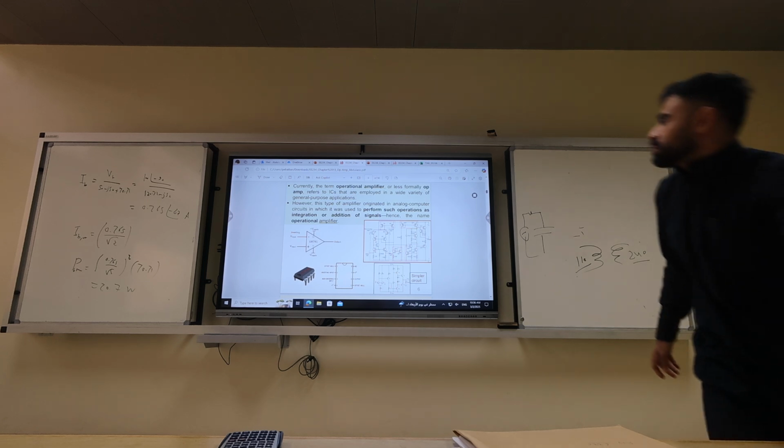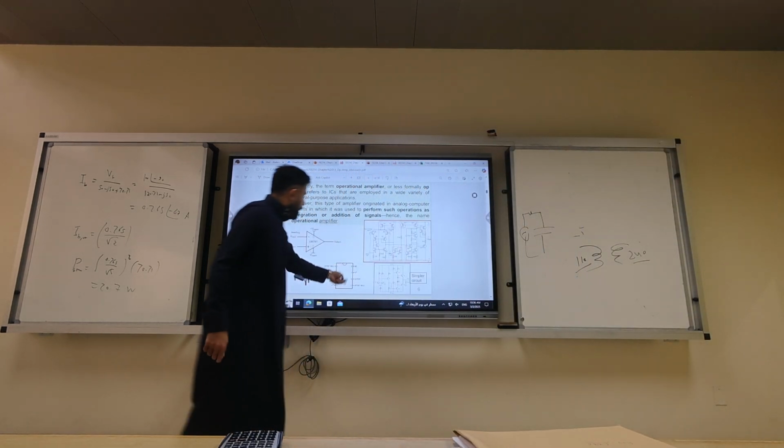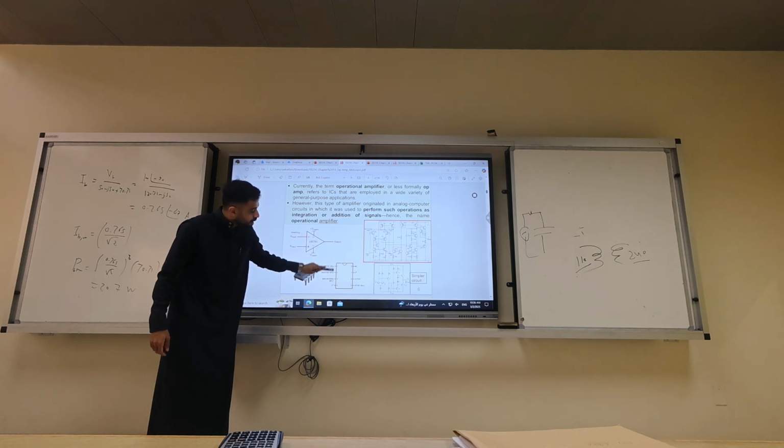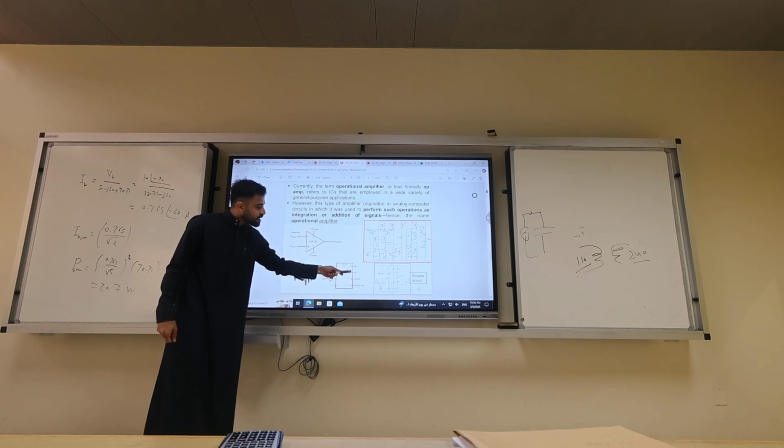Let me talk a little bit more about it. In the lab, you always have this half circle. It means you should start counting clockwise. So this is 1, 2, 3, 4, 5, 6, 7, 8.